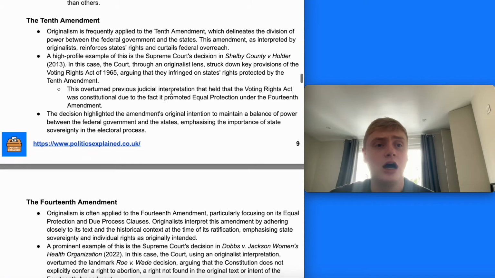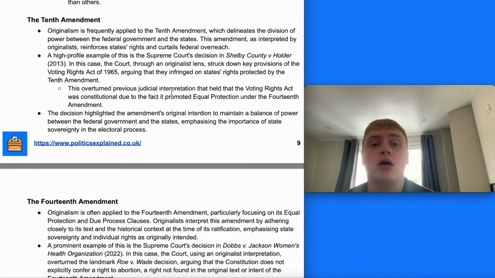We can also have a look at the 10th Amendment, which delineates the division of power between the federal government and the states. And this amendment, when interpreted by originalists, reinforces state rights and curtails federal overreach. And a key example of this is Shelby County versus Holder. And in this case, the court, through an originalist lens, struck down key provisions of the Voting Rights Act, arguing that they infringe on states' rights protected by the 10th Amendment.